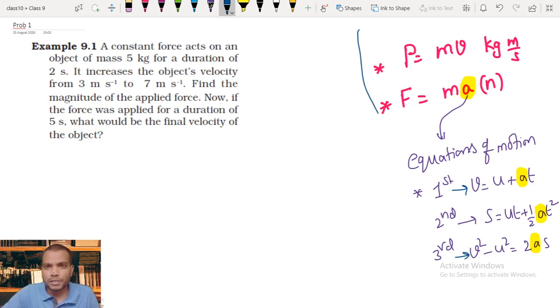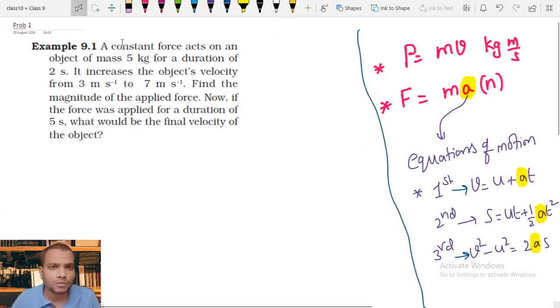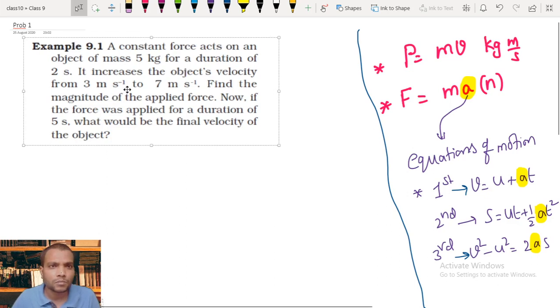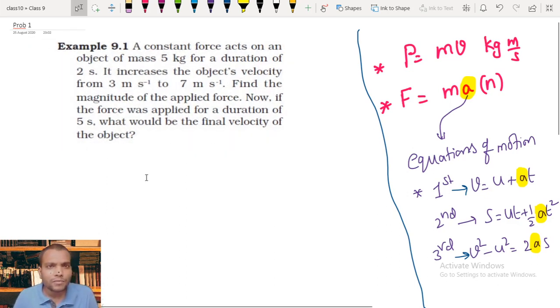Okay, with the help of this basic knowledge, let us try to solve a simple problem. A constant force acts on an object of mass 5 kg for a duration of 2 seconds. It increases the object's velocity from 3 meter per second to 7 meter per second. Find the magnitude of the applied force. Now, if the force was applied for a duration of 5 seconds, what would be the final velocity of the object?